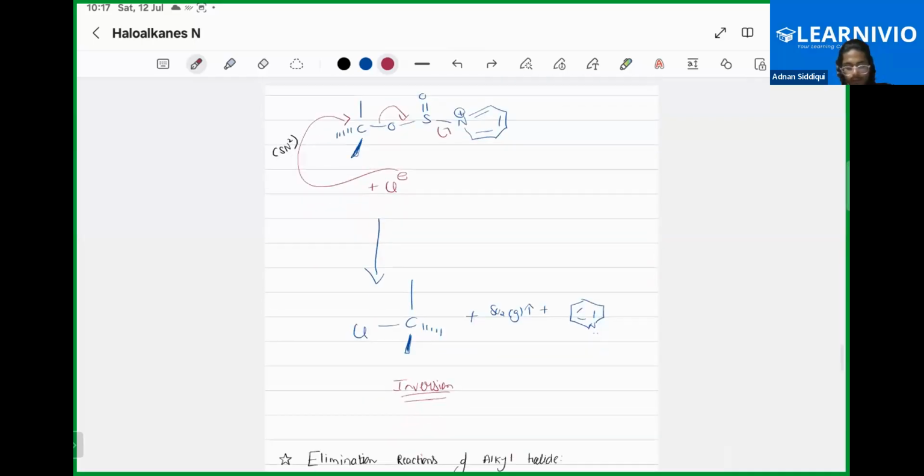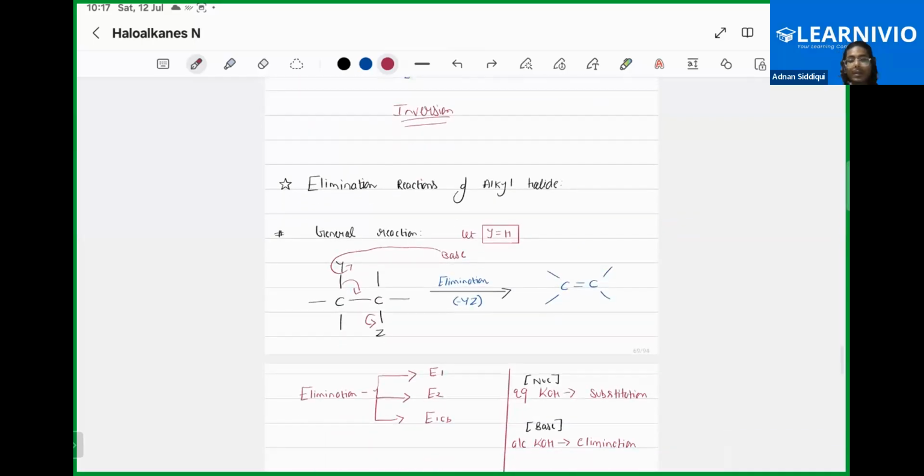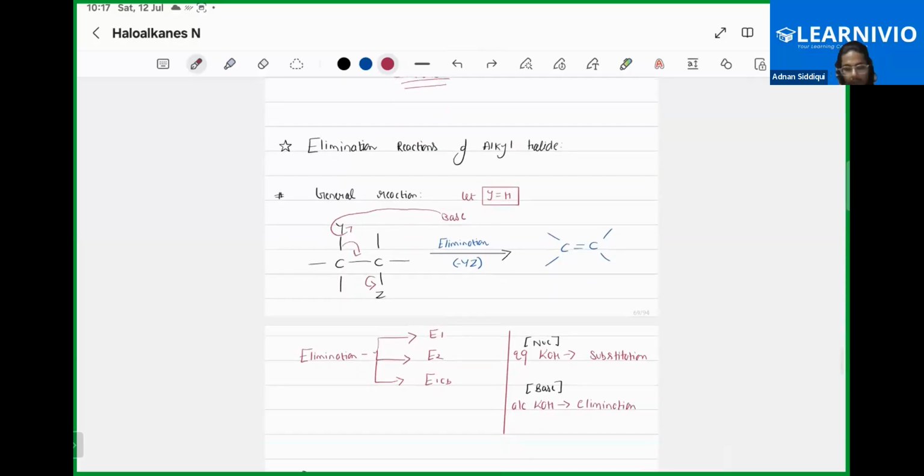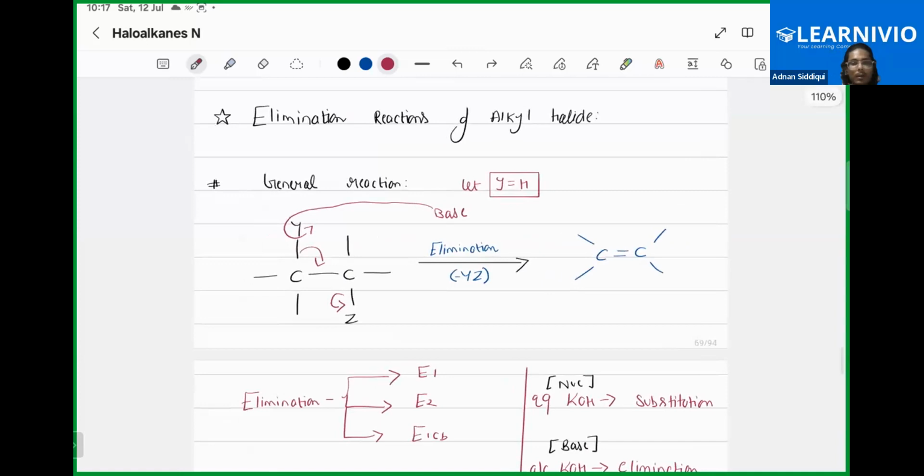Yes, sir. Now our substitution is complete. Now we will talk about elimination. In elimination, we have a general idea. We discussed about it in the initial classes, I guess. In elimination, we use a base, right? And the base's main task is to remove a proton, right? And it produces alkenes. We talked about this, I guess.